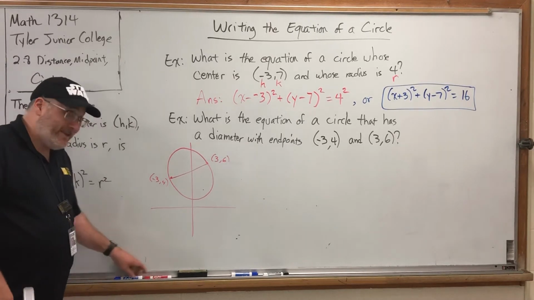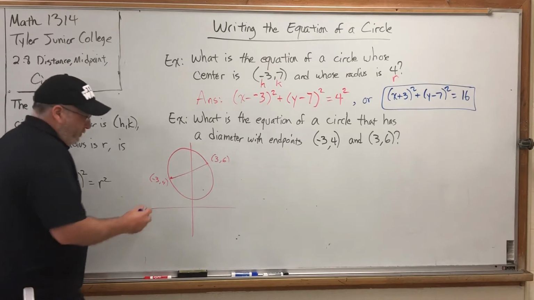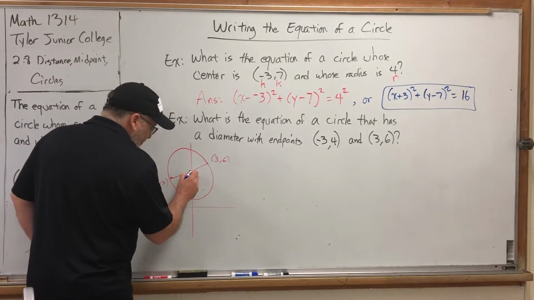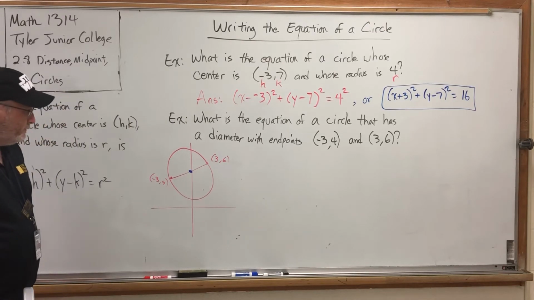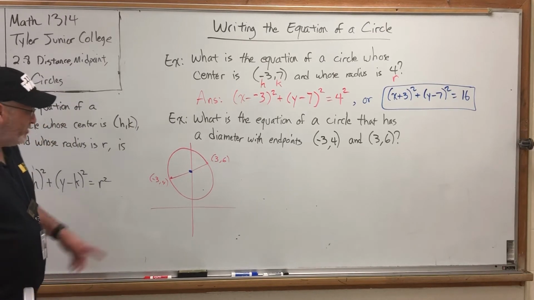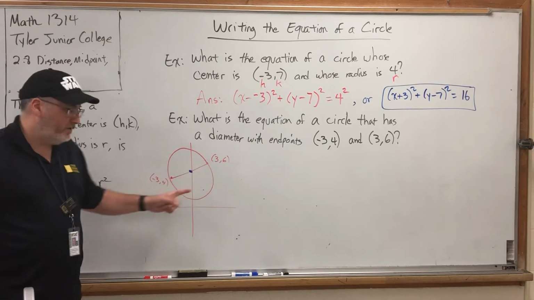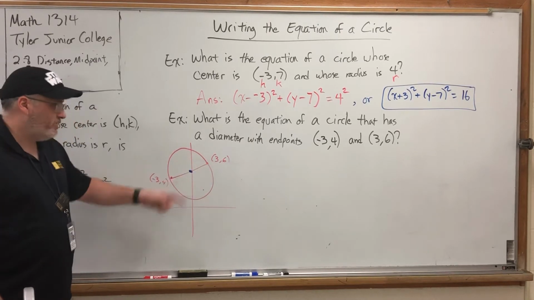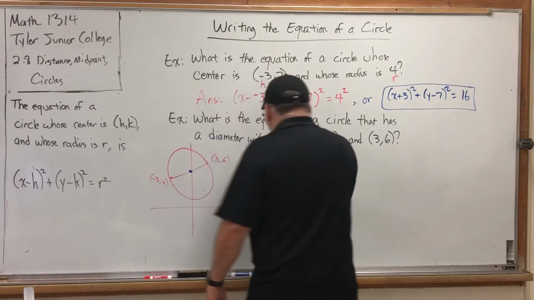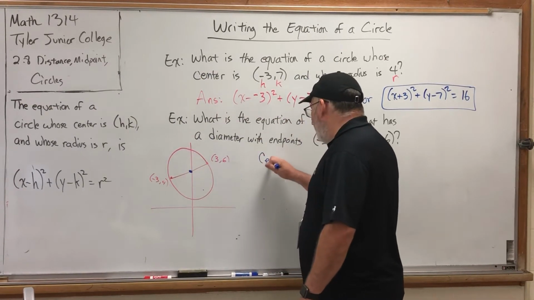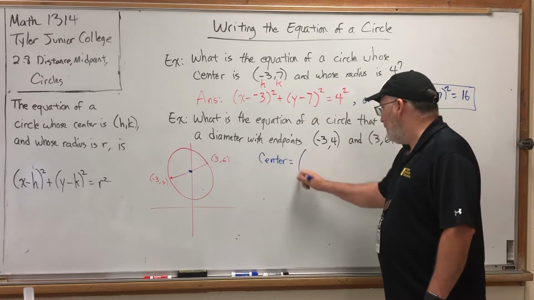But what we need to build our equation is a center and a radius. Let's start with the center. Looks like it might be on the y-axis. How is the center positioned relative to these endpoints of the diameter? Answer, the center is the midpoint of the diameter. So, I don't have the center, but I can find the center, because in this picture, the center is going to be the midpoint.